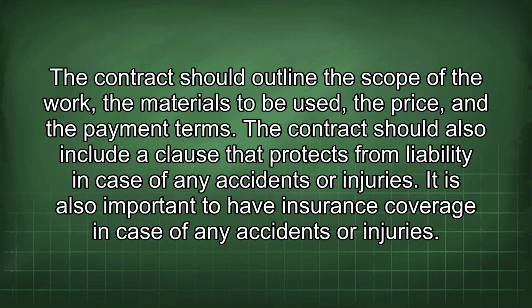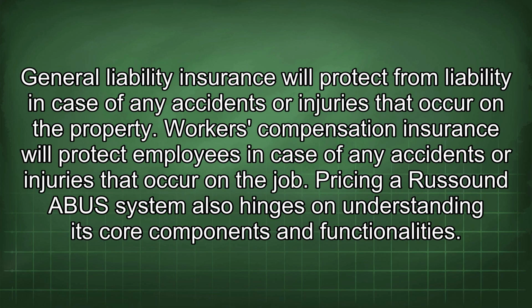The contract should outline the scope of the work, the materials to be used, the price, and the payment terms. The contract should also include a clause that protects you from liability in case of any accidents or injuries. It is also important to have insurance coverage. General liability insurance will protect you from liability in case of any accidents or injuries that occur on the property. Workers' compensation insurance will protect employees in case of any accidents or injuries that occur on the job.